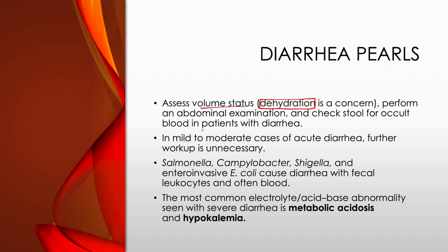Look for blood. Look for inflammatory versus non-inflammatory diarrhea. In most cases, there's not a huge workup that's necessary, especially in acute diarrhea. If you do suspect that you have blood in the stool, high fevers, you should look for different causes. And then also keep in mind those electrolyte problems can lead to things that are more significant, like metabolic acidosis and hypokalemia.